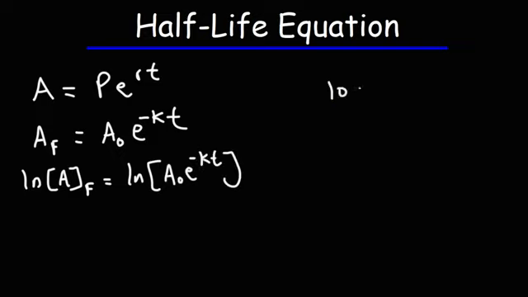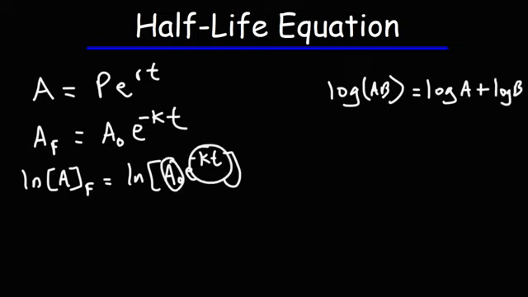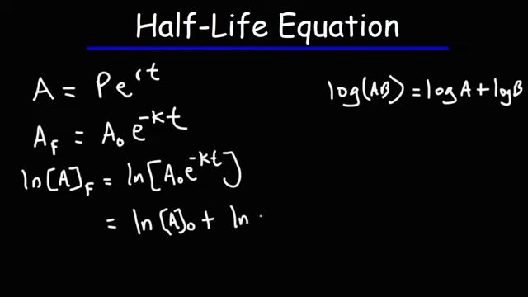Now a property of logs allows us to take one log and split it into two. For instance, if we have log AB, we can expand it and write it like this: log A plus log B. In this case, we're going to separate A initial from e to the negative kt. So we can write it as ln A initial plus ln e raised to the negative kt.